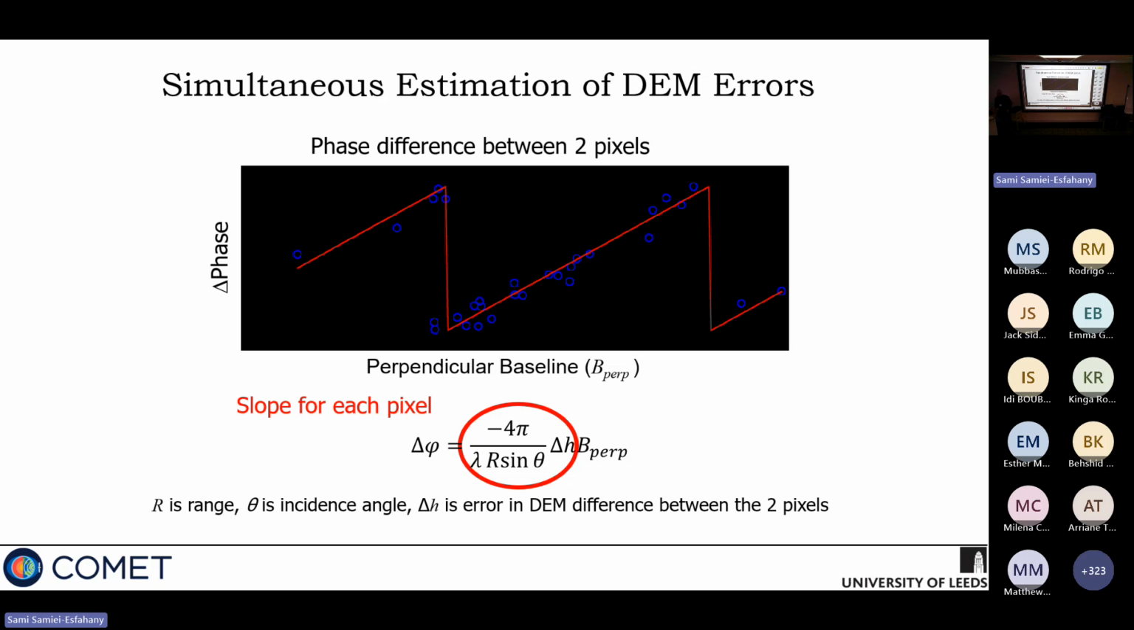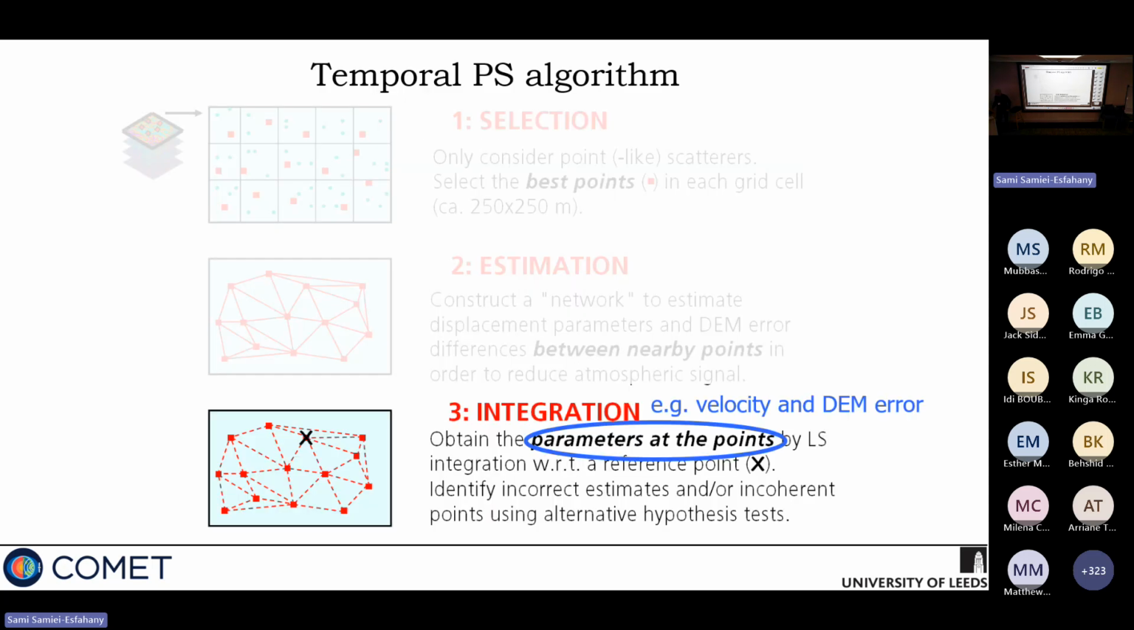So what does this line represent? We're plotting the phase here. So this is phase versus perpendicular baseline. That's the curve here, and this is the slope of that straight line. And in there you have these, which are basically constants. In there you have the DEM error, which is what you're estimating. Okay, it has to be said, doing this in 1D is not that bad. Doing it in 2D, so simultaneously estimating both the velocity and the DEM error, is just a bit more time consuming to do, but you can do it.